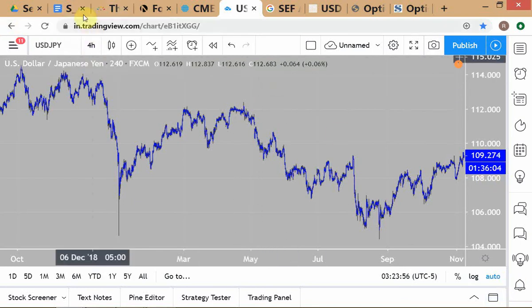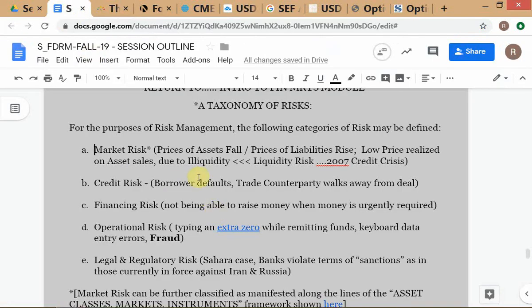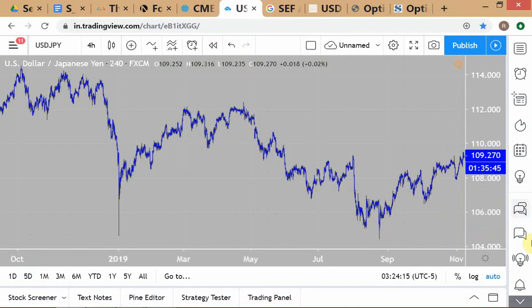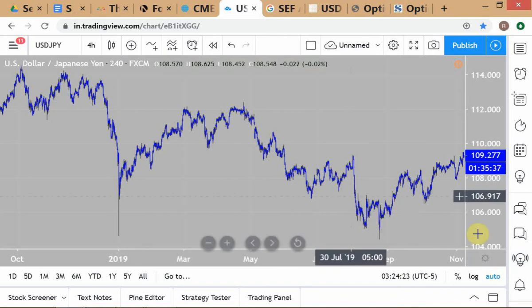Okay, so let's look at what we have written here. If we can improve the definition: prices of assets fall, prices of liabilities rise. We can write this a little bit better. What is happening in this situation, please make sure everybody understands. Normally we would say that the value of the liability has gone up. I use the expression dollar value of the liability has gone up. But you can also call it the dollar price.